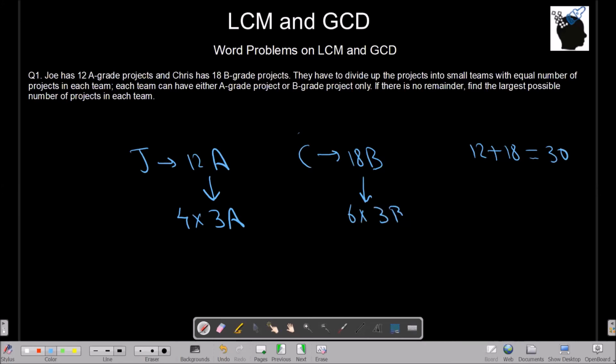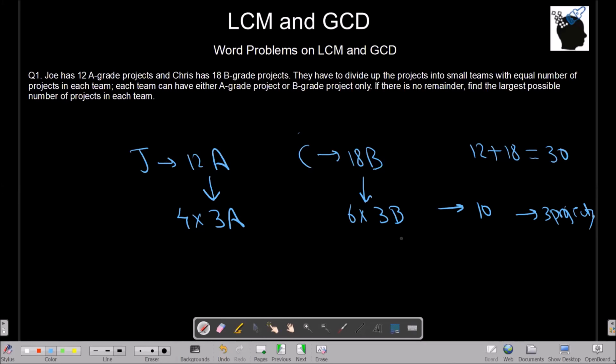So in total, I'll have 10 teams of 3 projects each. So this is one way of doing it. Let's read the problem further. If there is no remainder, find the largest possible number of projects in each team. Now this is one possible solution, but there can be other possibilities where they can have a larger number of projects in each team.